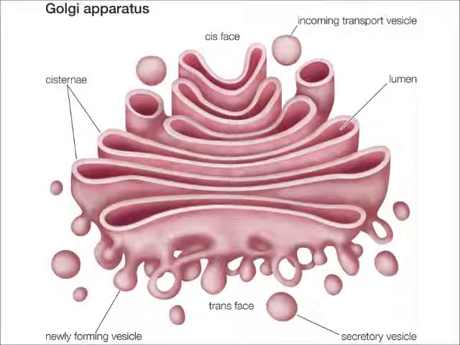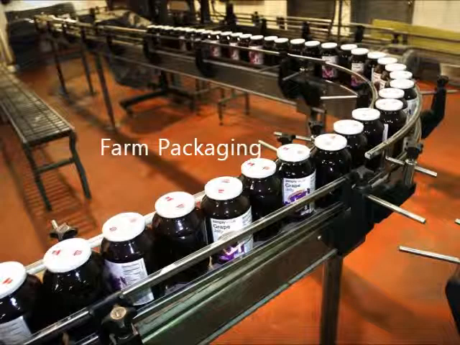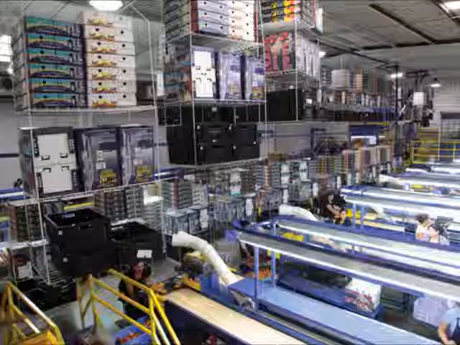The purpose of the Golgi apparatus is to put molecules into vesicles and send them across the cell. The reason farm packaging is like Golgi bodies and the Golgi apparatus is that it moves stuff in and out of the cell.